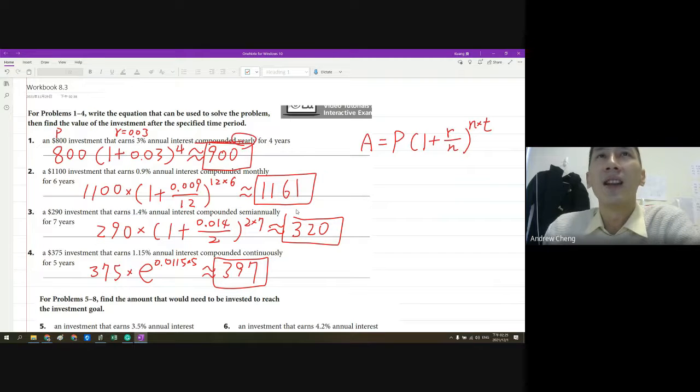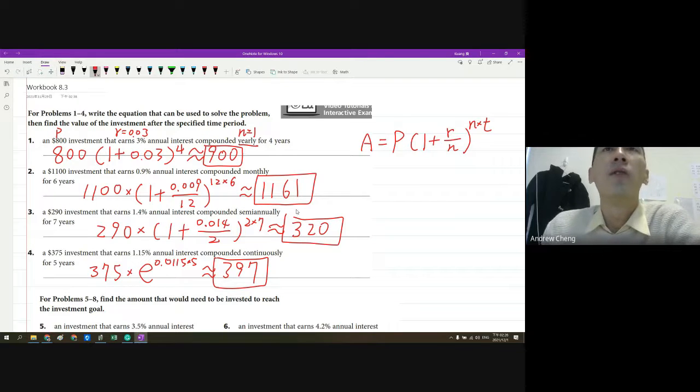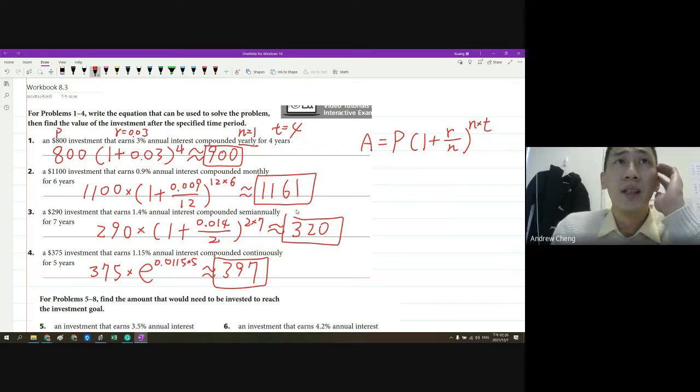Compound yearly means the money is compounded once per year, so N equals 1. And for 4 years, T equals 4, right? So you plug in everything, it looks like this, and then you use your calculator and find the answer, right?